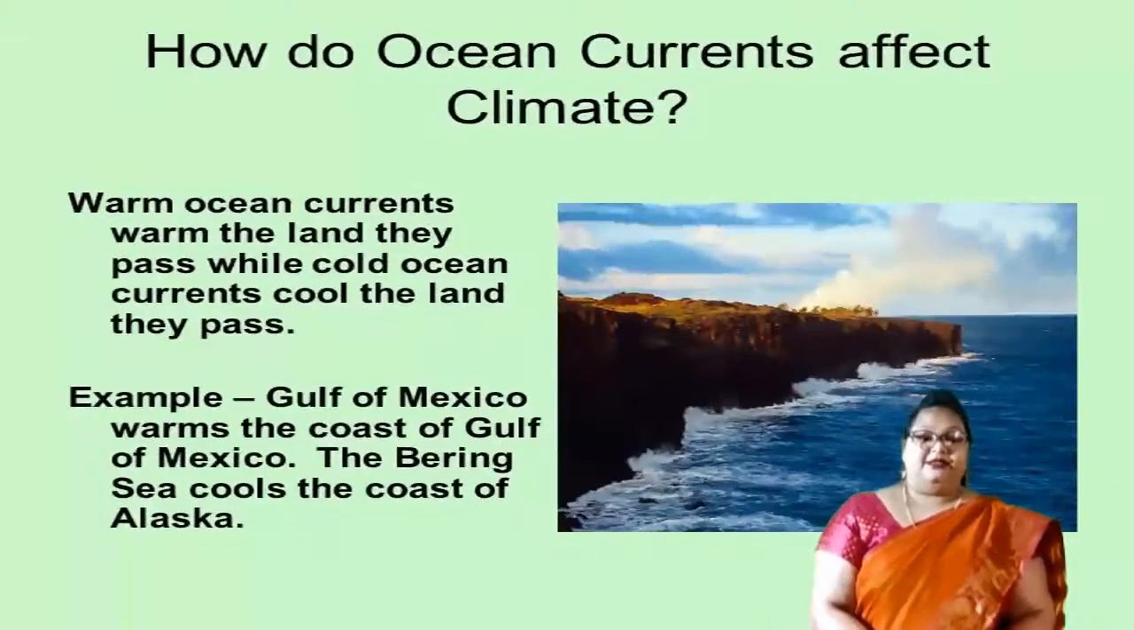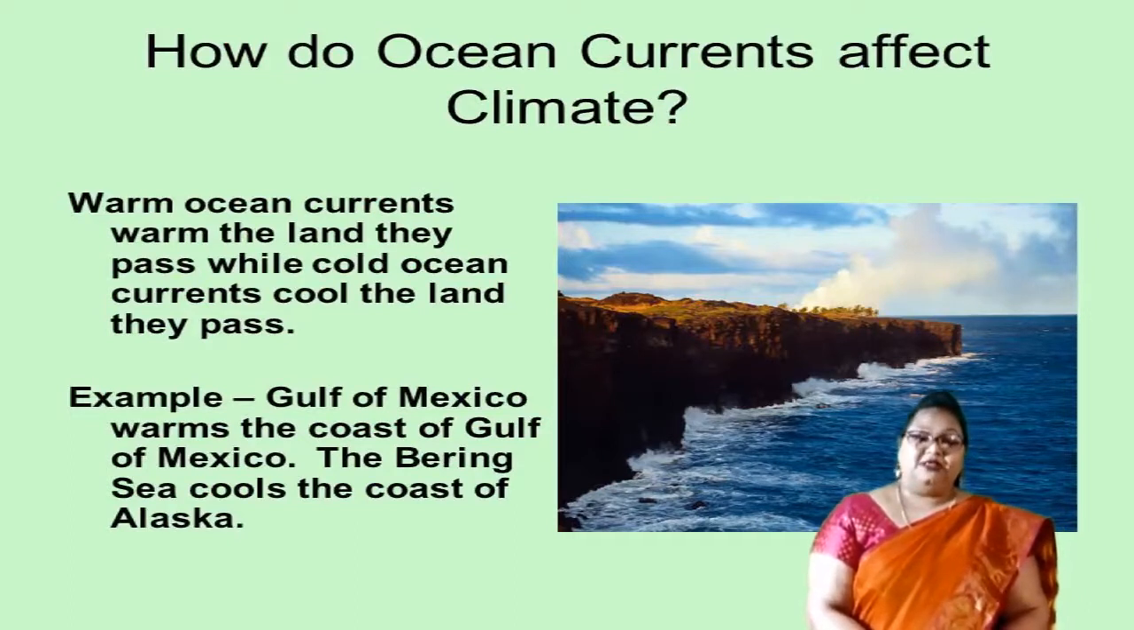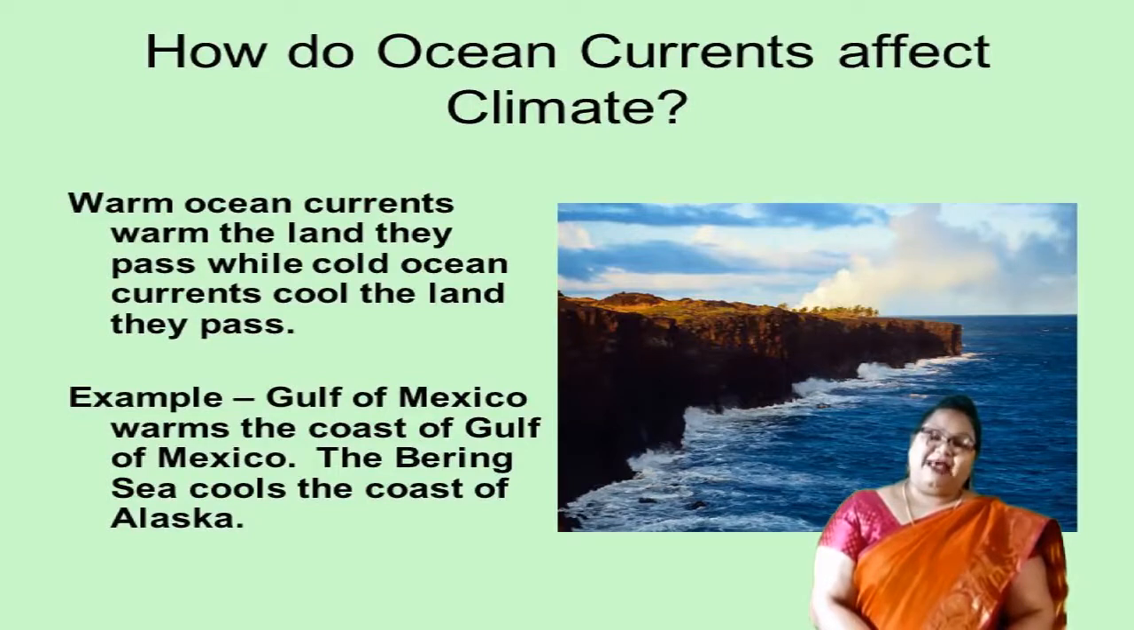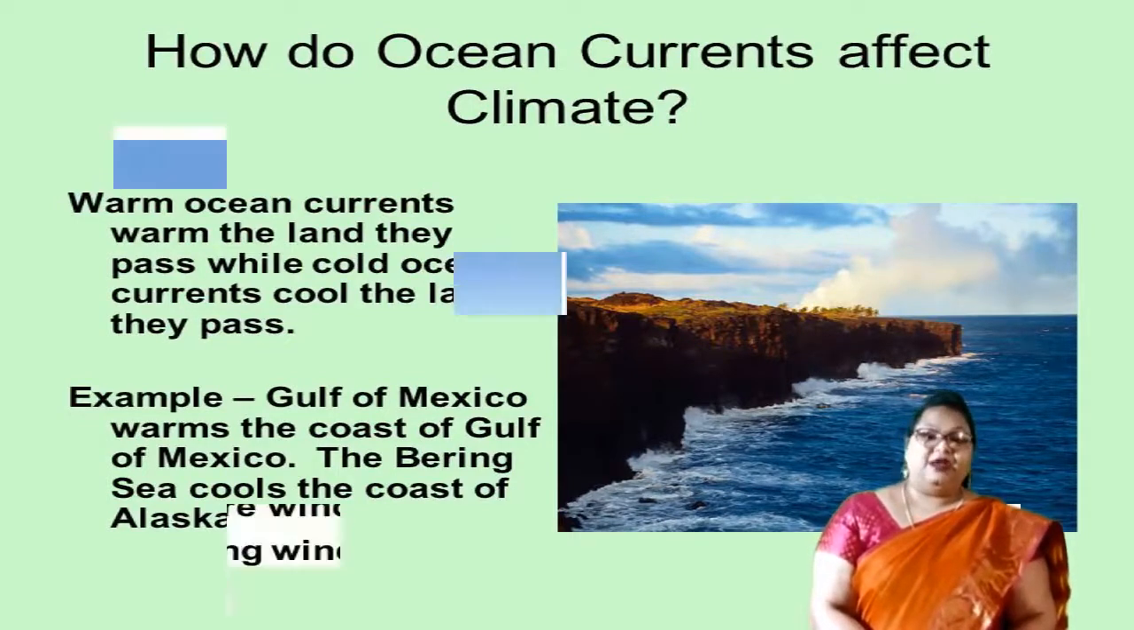Now, warm ocean currents along the coast make the coastal areas warmer, and a cold current makes the coastal areas cooler than usual. Warm currents can be noticed on the eastern margins of the continents in the middle latitudes, whereas the cold currents are found on the western margins of the continents. For example, the Gulf Stream is a warm current and the Labrador current is a cold current.